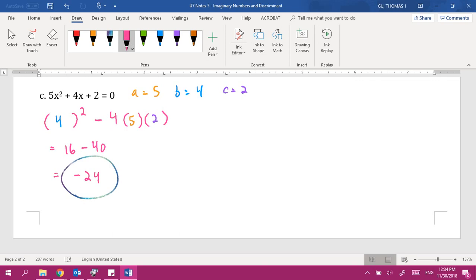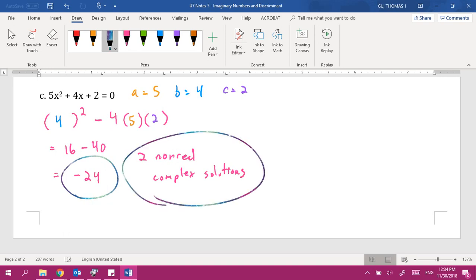And based on that number, how many solutions do we have? 2 non-real complex. That's right. 2 non-real complex solutions. Complex. What if we put 2 non-real solutions? If you put 2 non-real, that's fine too. But it is going to be complex. You're never going to have a pure non-real solution. It's going to be complex.